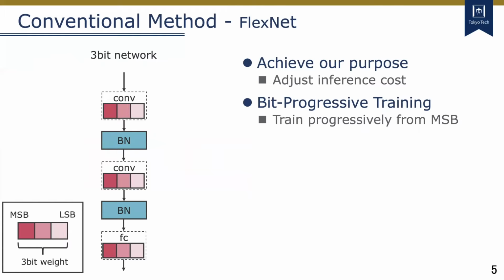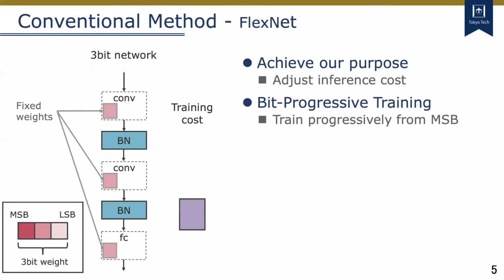Next, I will explain the conventional method to achieve the scalability described in the previous slide. FlexNet is one of the methods for scalable inference, and it can incrementally increase the inference cost. The unique feature of this method is that the weights are trained bit by bit from the MSB. As an example, considering a 3-bit network, first, this method trains only one bit of the MSB, like training a binary network.